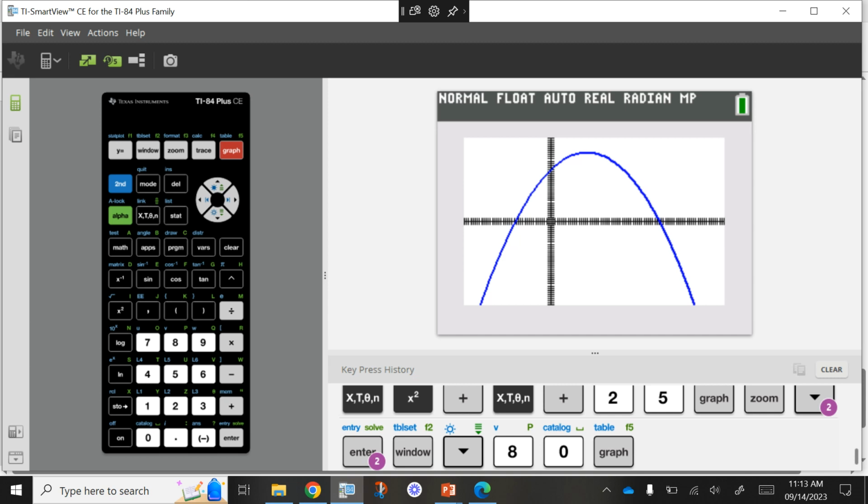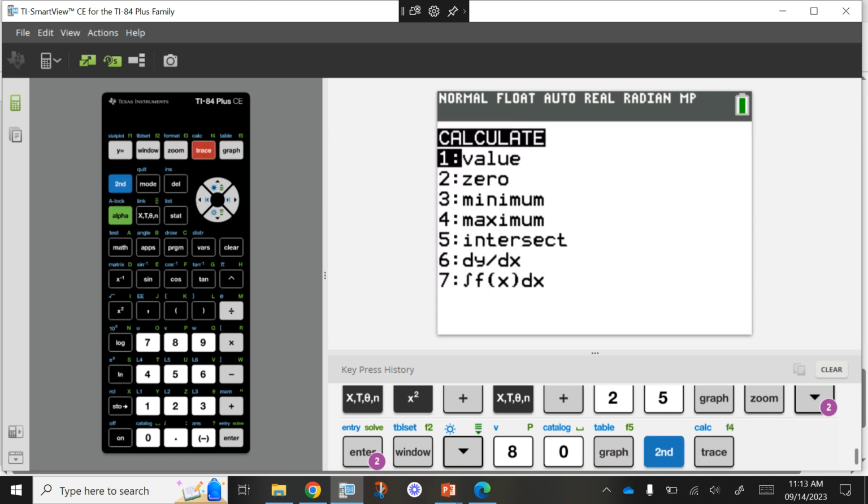So the table's not going to help me because we know that that's more than 40. I'm not going to be scrolling down on my table forever and ever. We can tell it to tell me the exact x-intercept by calculating it. So second, calculate. This is called a 0 because it's when your y equals 0. So I want to find the 0 of this graph.